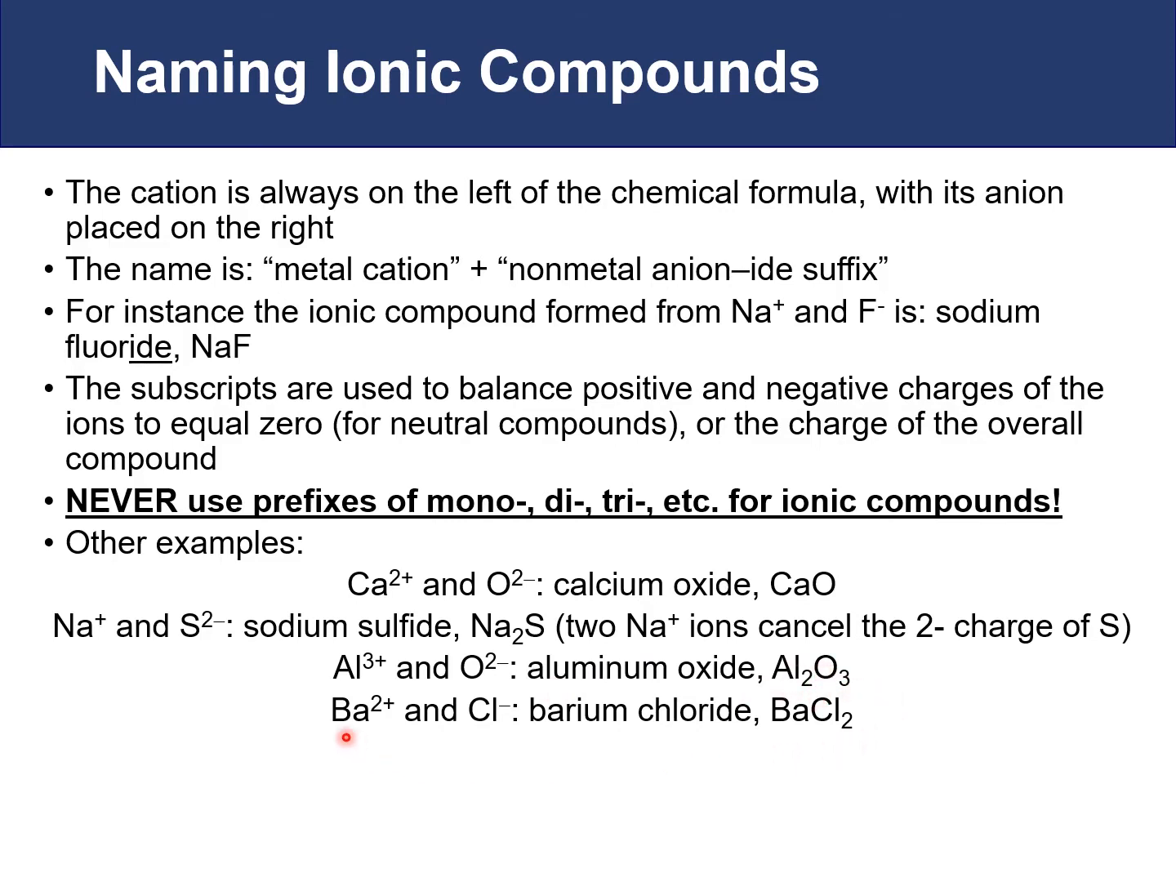Lastly, barium chloride. We have a barium, which is a +2, and chloride, which is next to the noble gas, gets a -1. So barium with a chlorine would be barium chloride. Barium chloride, the chemical formula would be BaCl2.